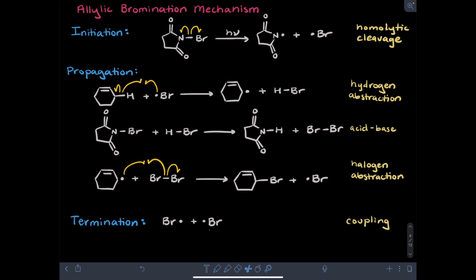In the termination step of the mechanism, there are different possibilities. One is that 2 bromine radicals could couple together. I would bring those 2 unpaired electrons together, and this would form a new Br2 molecule.